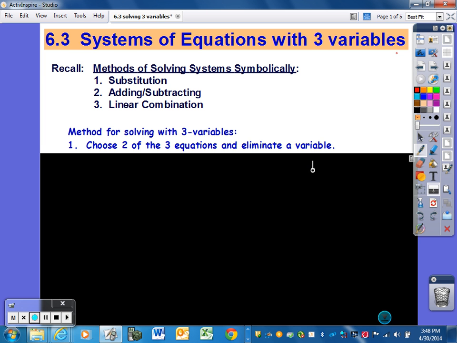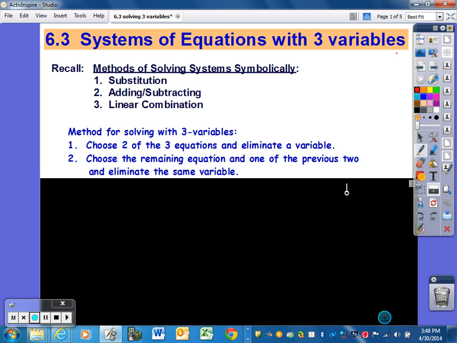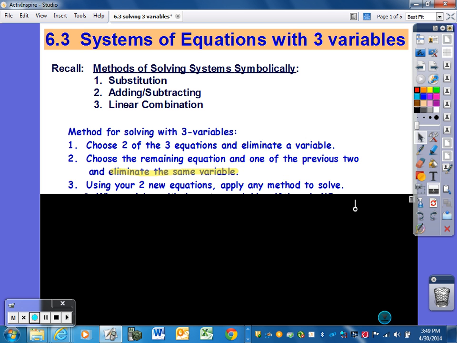So first of all, you want to choose any 2 of the 3 equations that you're starting with and eliminate any variable you want. Second of all, choose the remaining equation with one of the previous 2. And here's what's key about it: eliminate the same variable that you did from the first set. Then you're going to use your 2 equations and apply any one of these previous 3 methods, because now you're down to 2 equations and 2 variables.